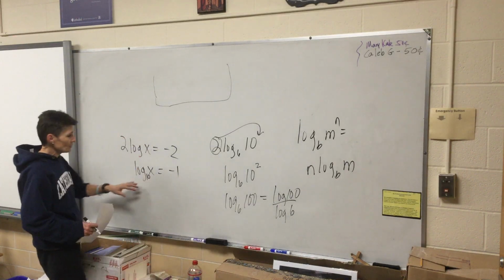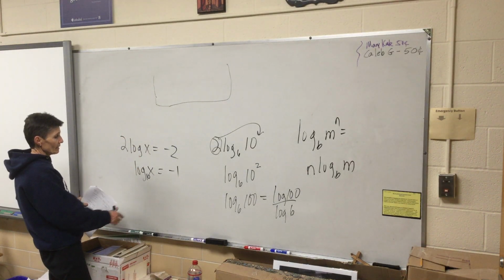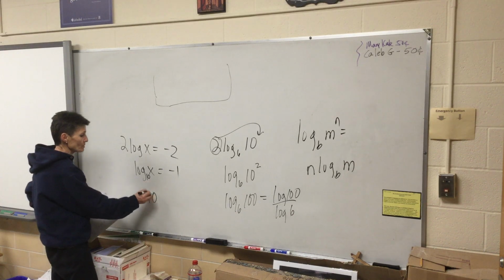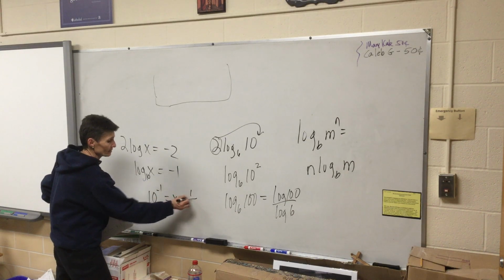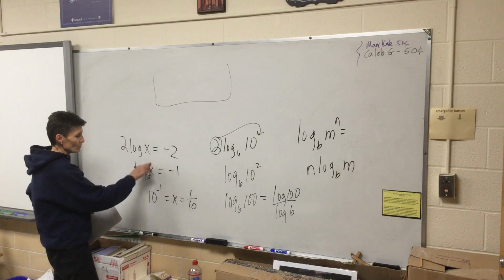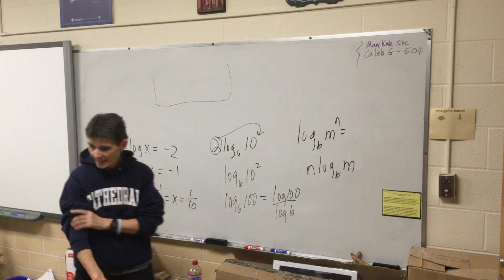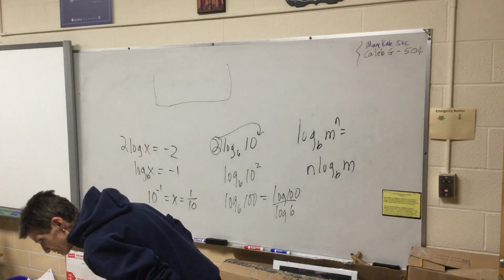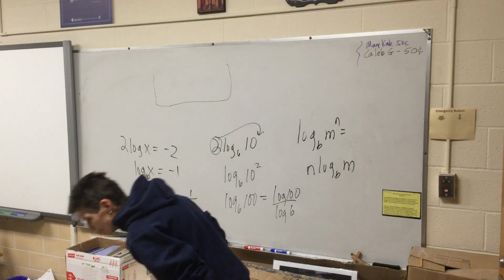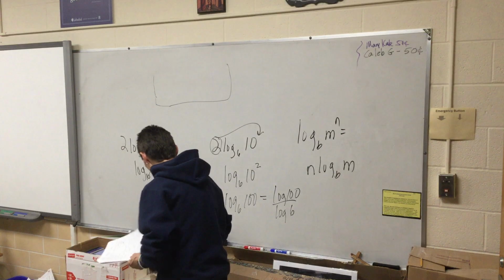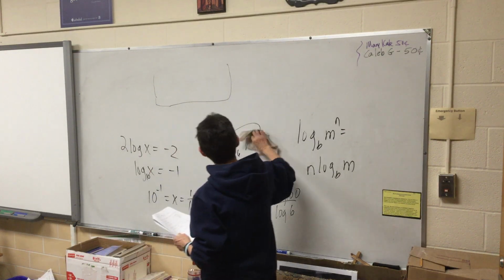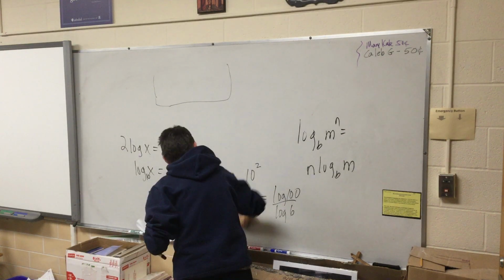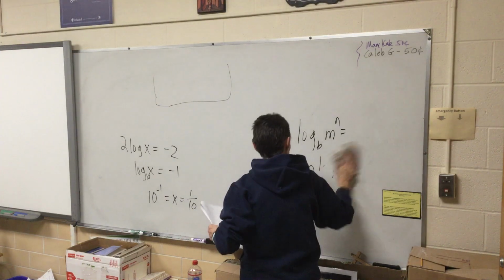So I divide by 2. I know this is base 10, so 10 to the negative first is x. So x is 1/10. Hector, what's confusing about that? It's the looping. It was kind of confusing, but I got it now. You've got to be able to do that because we do that in almost every problem.